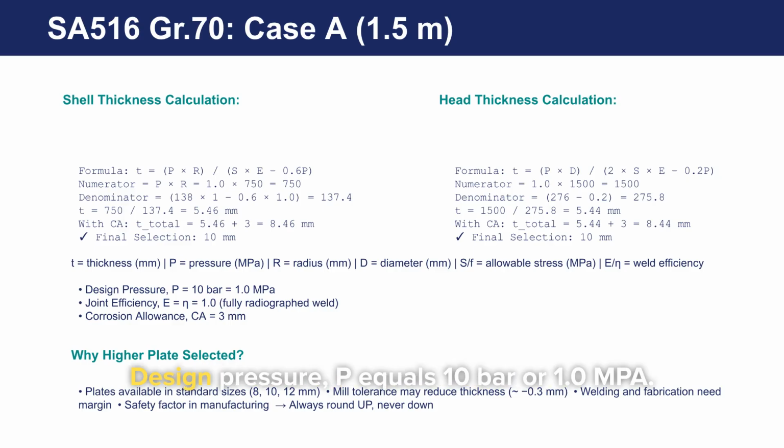Design parameters. Design pressure, P equals 10 bar or 1.0 MPa. Joint efficiency, E equals 1.0 for fully radiographed weld. Corrosion allowance, CA equals 3 millimeters.